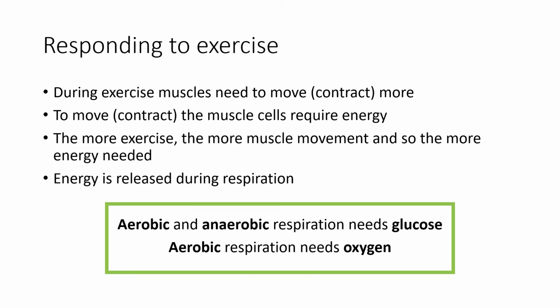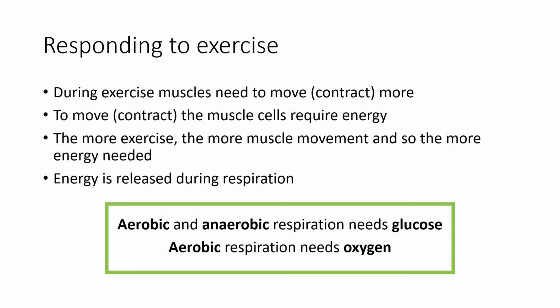First off, when we exercise, we require energy. The muscles require that energy for it to actually contract. Well, that energy comes from respiration. Respiration only occurs if there are certain substances present. The substances that are needed for aerobic and anaerobic respiration are glucose. For aerobic respiration, we also need oxygen, but at a minimum, both types of respiration need glucose.